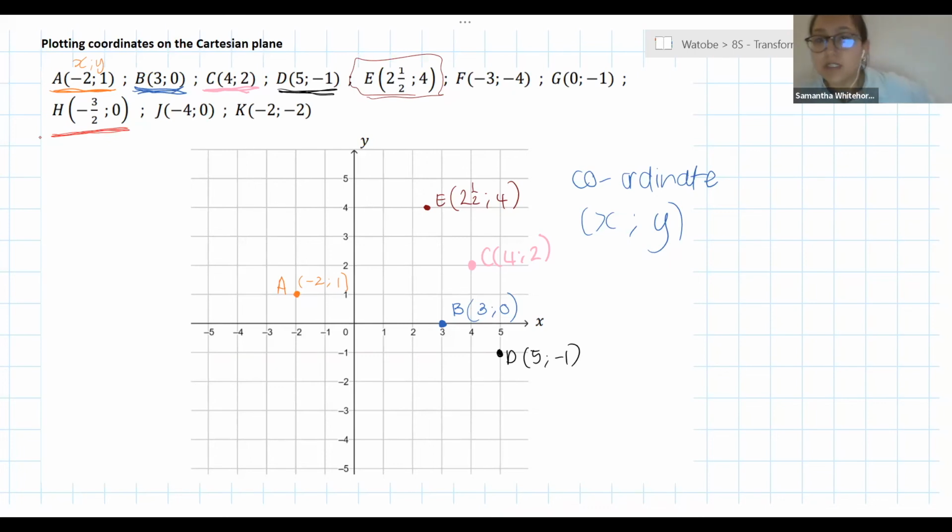If you don't have a scientific calculator, that's absolutely fine. All you need to do in that case is type -3/2 on your calculator. So when I say -3/2, I mean -3 divided by 2. Once you have done that and you push equals, your calculator should automatically give you the decimal if you have a non-scientific calculator. So in this case, -3/2, if you've done it on a calculator, H is at -1.5, 0.